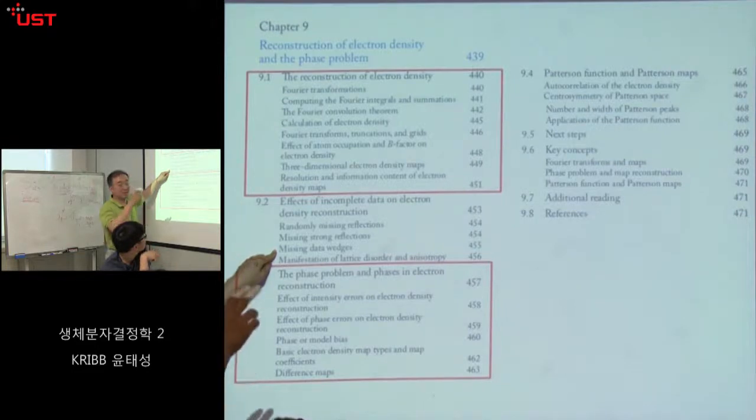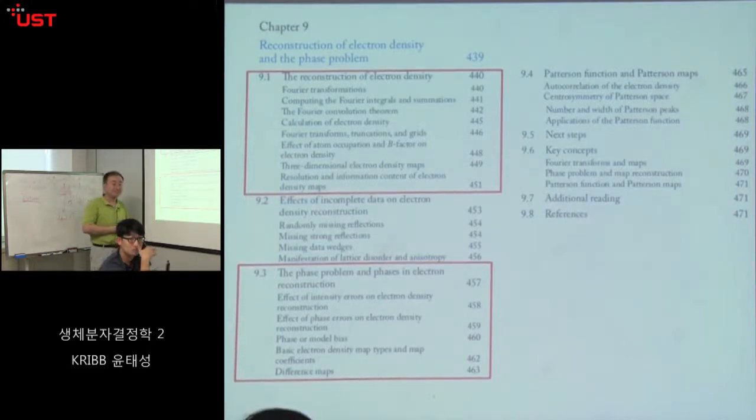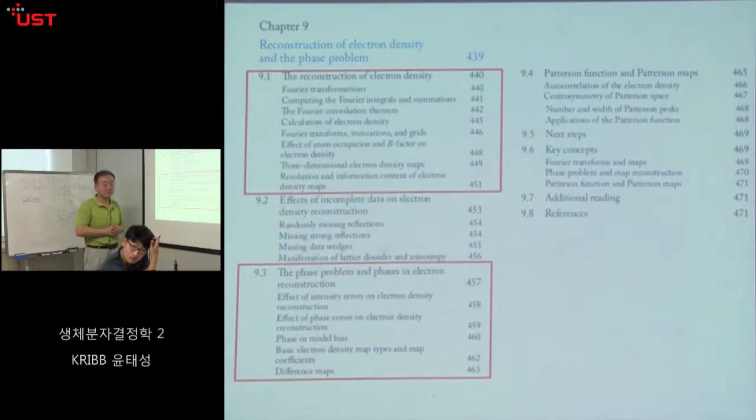Data wedges, special areas from reciprocal space, can distort real space. And lattice disorder and anisotropy are kind of a special topic, so I didn't talk about anything regarding this. If we miss some important data in the randomly missing reflections, that is the tricky part. Nothing special in reciprocal space as long as we are missing randomly.